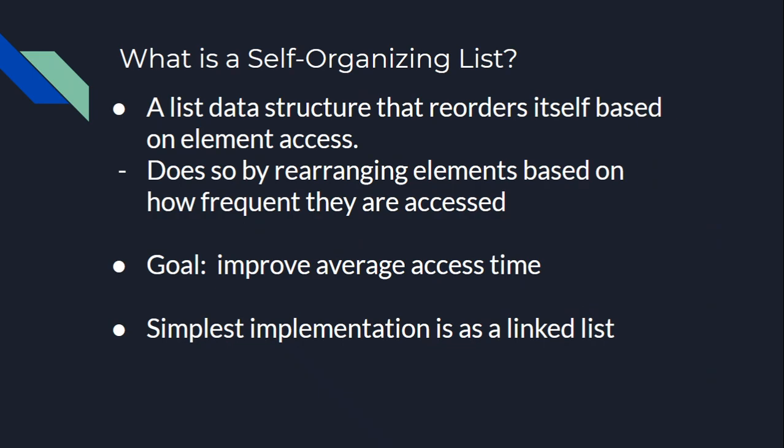A self-organizing list is a list data structure that reorders itself based on element access. It does so by rearranging elements based on how frequently they are accessed. The goal of this structure is to improve average access time over usage of the structure, and the simplest implementation is as a linked list.